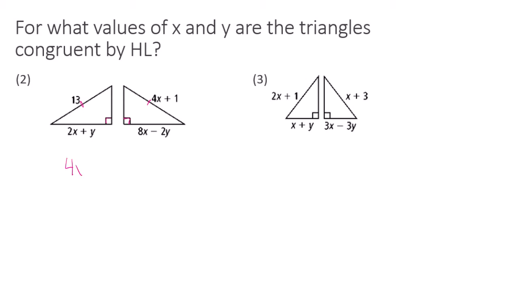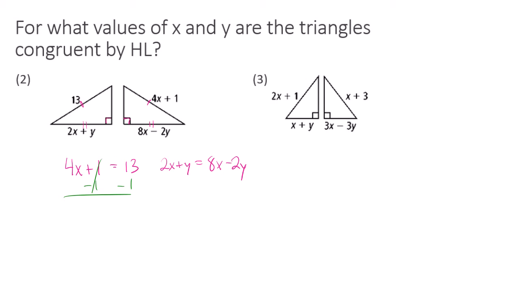So 4x plus 1 must equal 13, right? And also they'd have to have legs that are congruent, right? So we'll say these two legs are congruent since those have assigned variable values. So we'll say, well, 2x plus y must equal 8x minus 2y. So then we can solve. So we can solve for x here, because in this equation we only have one variable.